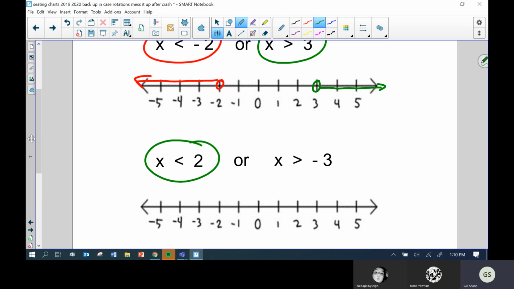I'll do that one in green. So less than 2 will be going that way. Greater than -3 will be going this way.